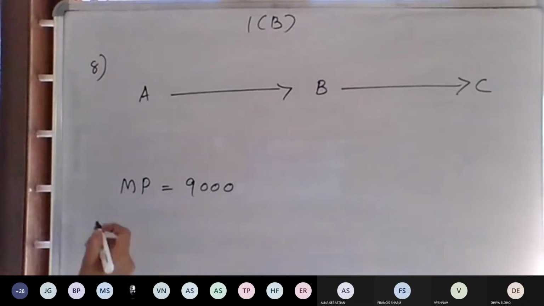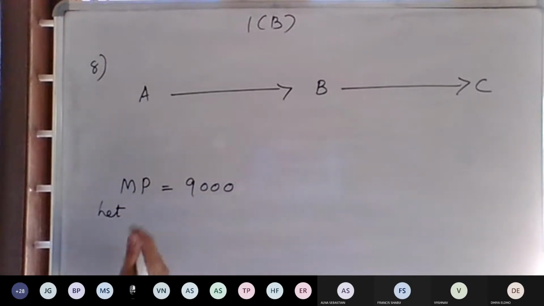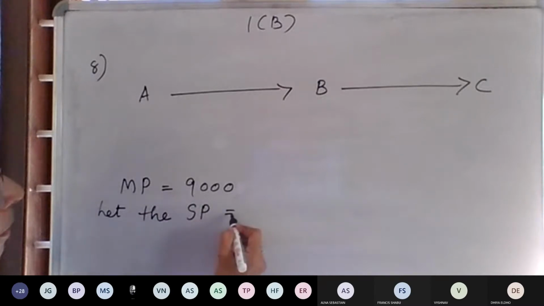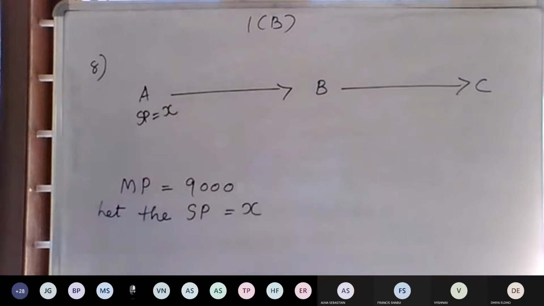So let the selling price be X. We don't know the amount, so let the SP be X. Marked price is given as 9,000. We don't know the selling price, let it be X. Up to that understood?